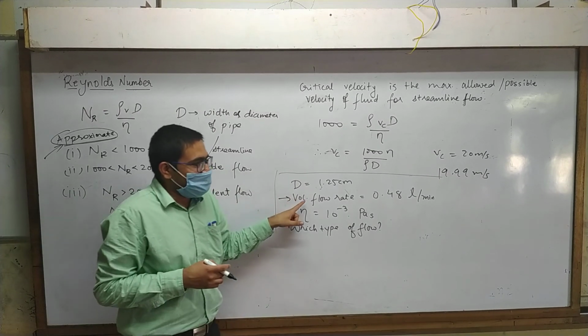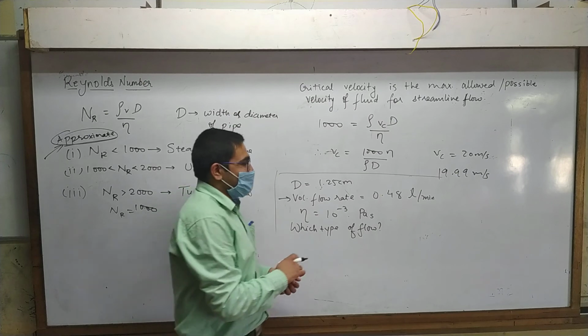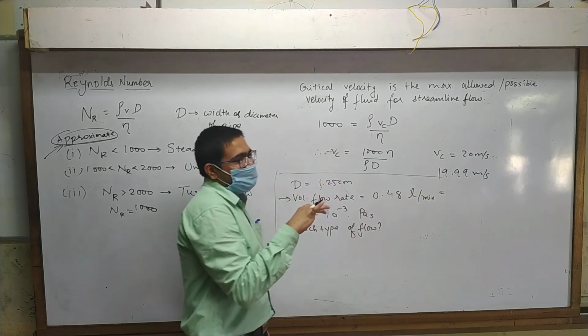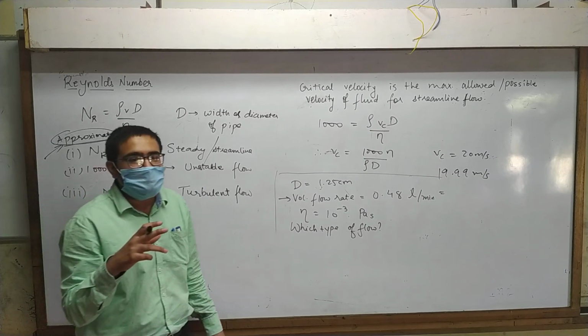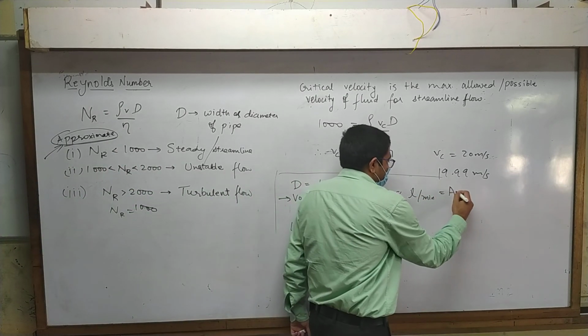So, from volume flow rate, how to find speed? Is there a relation between volume flow rate and speed? Volume flow rate is area into speed. A into V. You remember that?